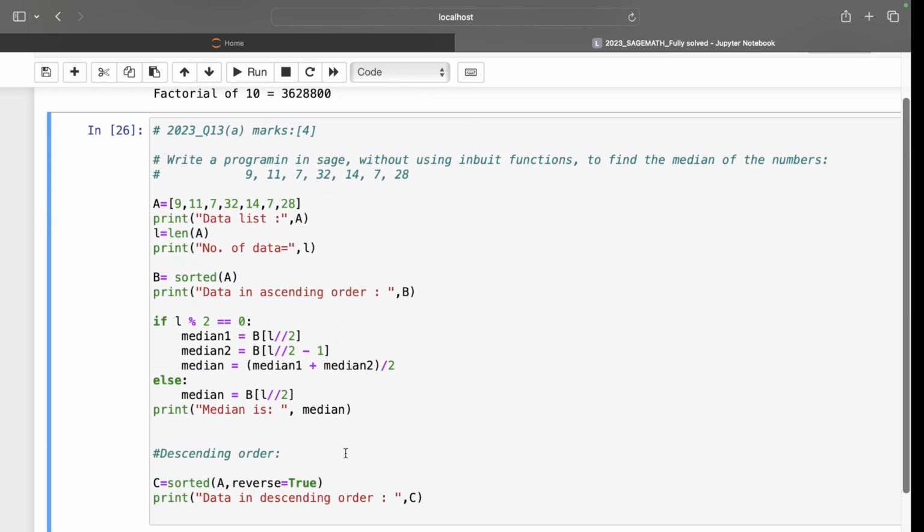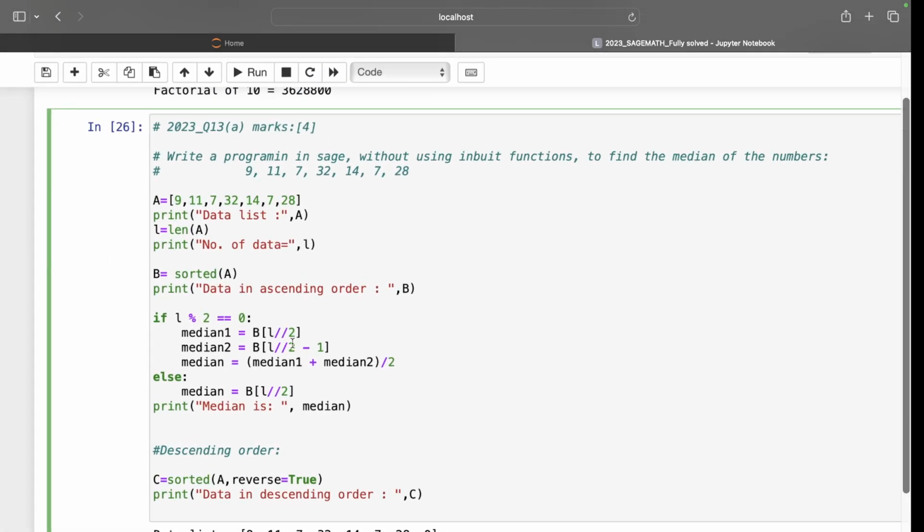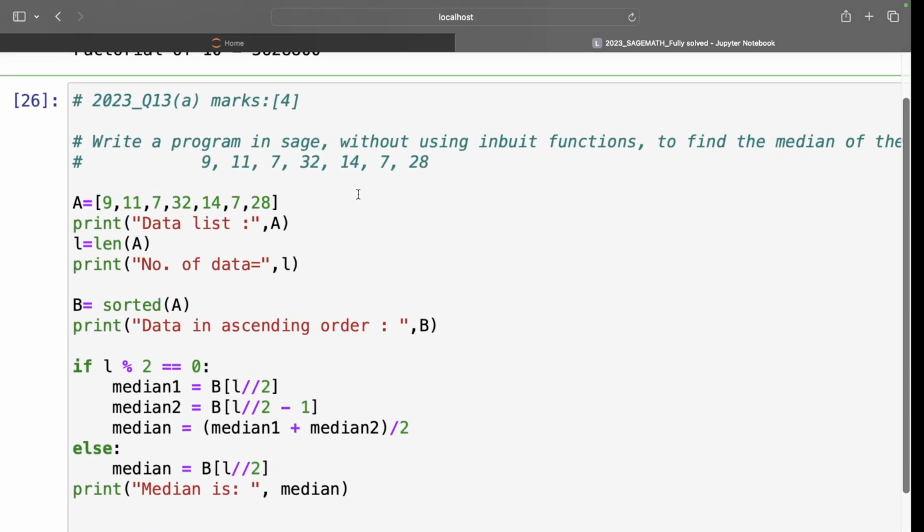Next question 13a. Write a program in Sage without using inbuilt functions to find the median of the numbers 9, 11, 7, 32, 14, 7, and 28. Here, capital A is the list, in square brackets: 9, 11, and so on, up to 28.